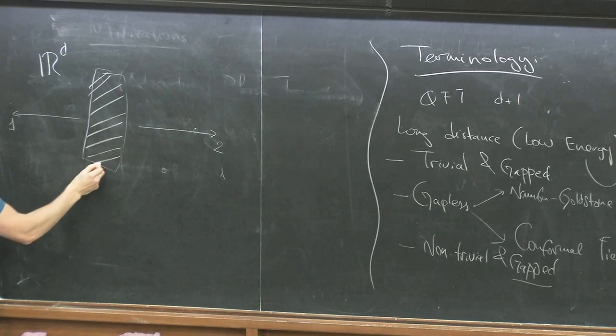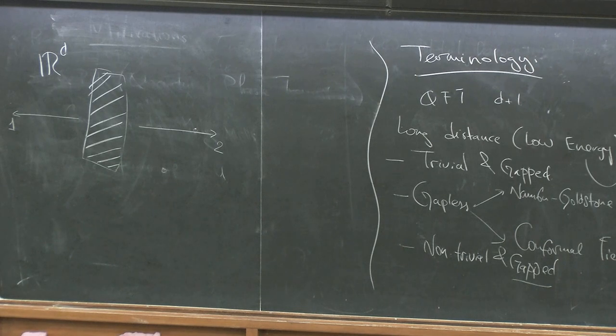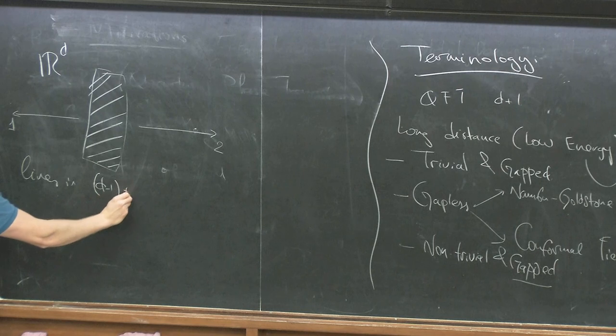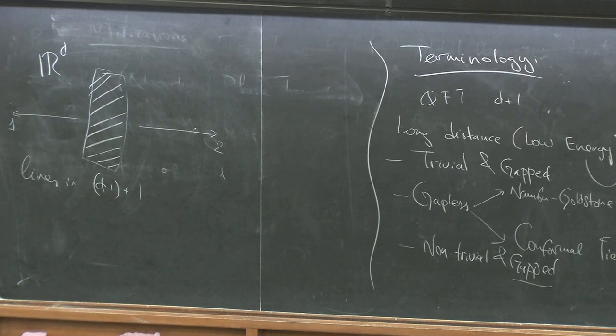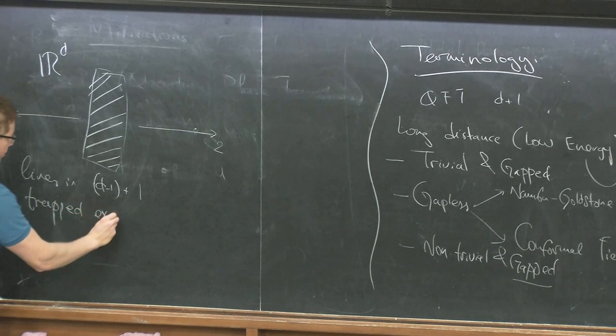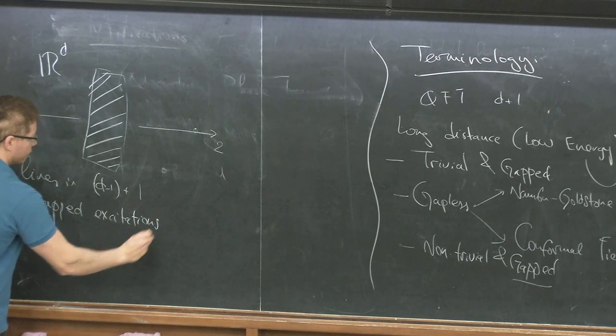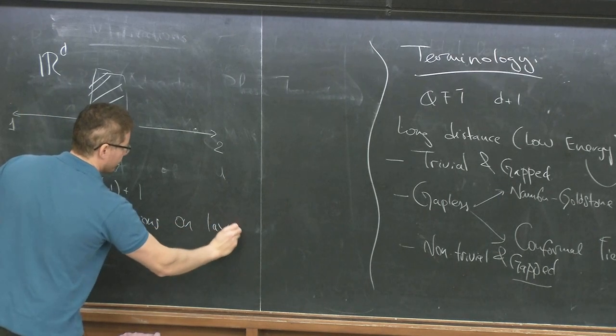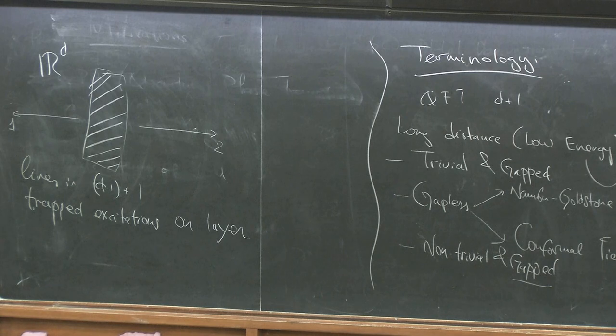There is a layer, and this layer is called the domain wall. And this domain wall lives in one dimension less, naturally. So this lives in d minus one plus one dimensions. And there could be interesting physics on the domain wall. In some situations, there are interesting excitations that are trapped to the layer and cannot extend to the bulk. So sometimes there are trapped excitations on the layer, and when there are, we can try to study their physics.